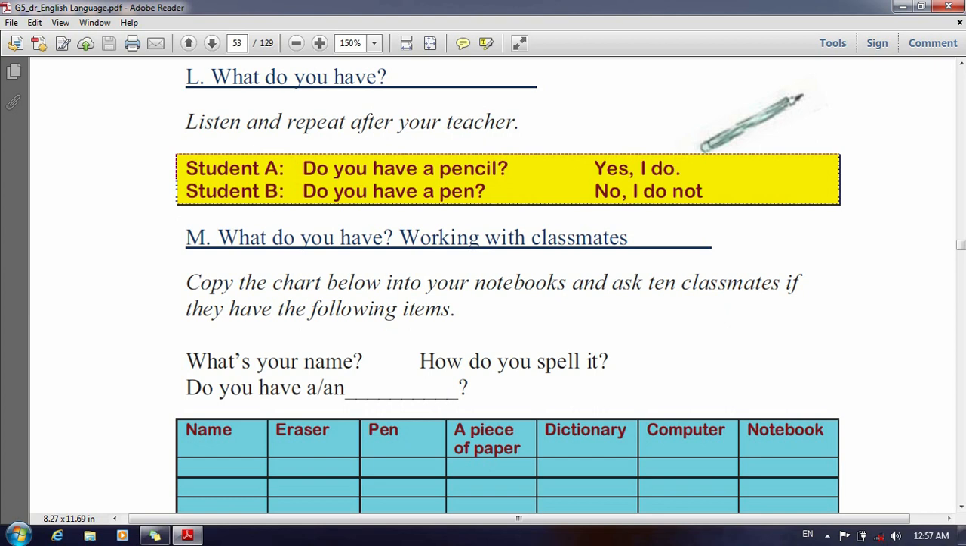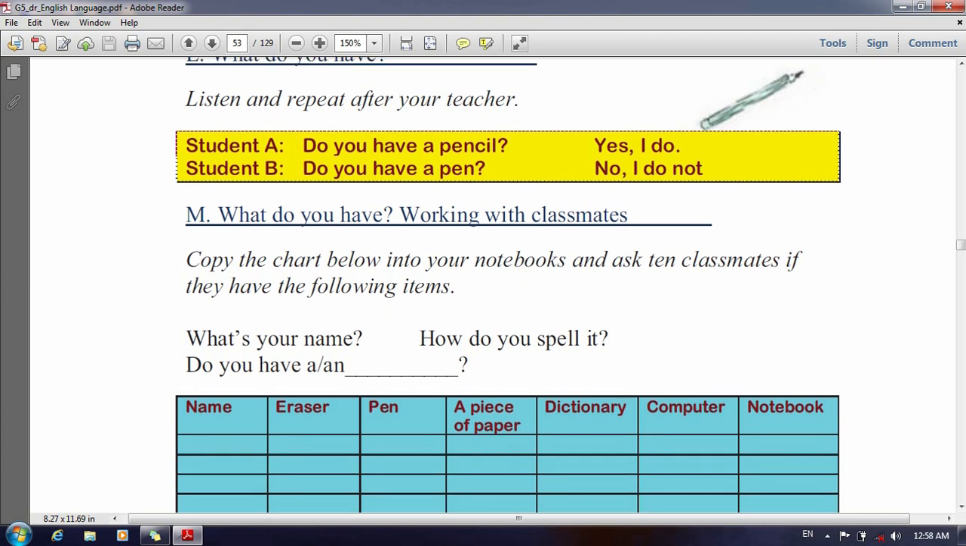Do you have a pen? No, I don't. And what do you have? Working with classmates. Copy the chart below in your notebooks and ask 10 classmates if they have the following items.